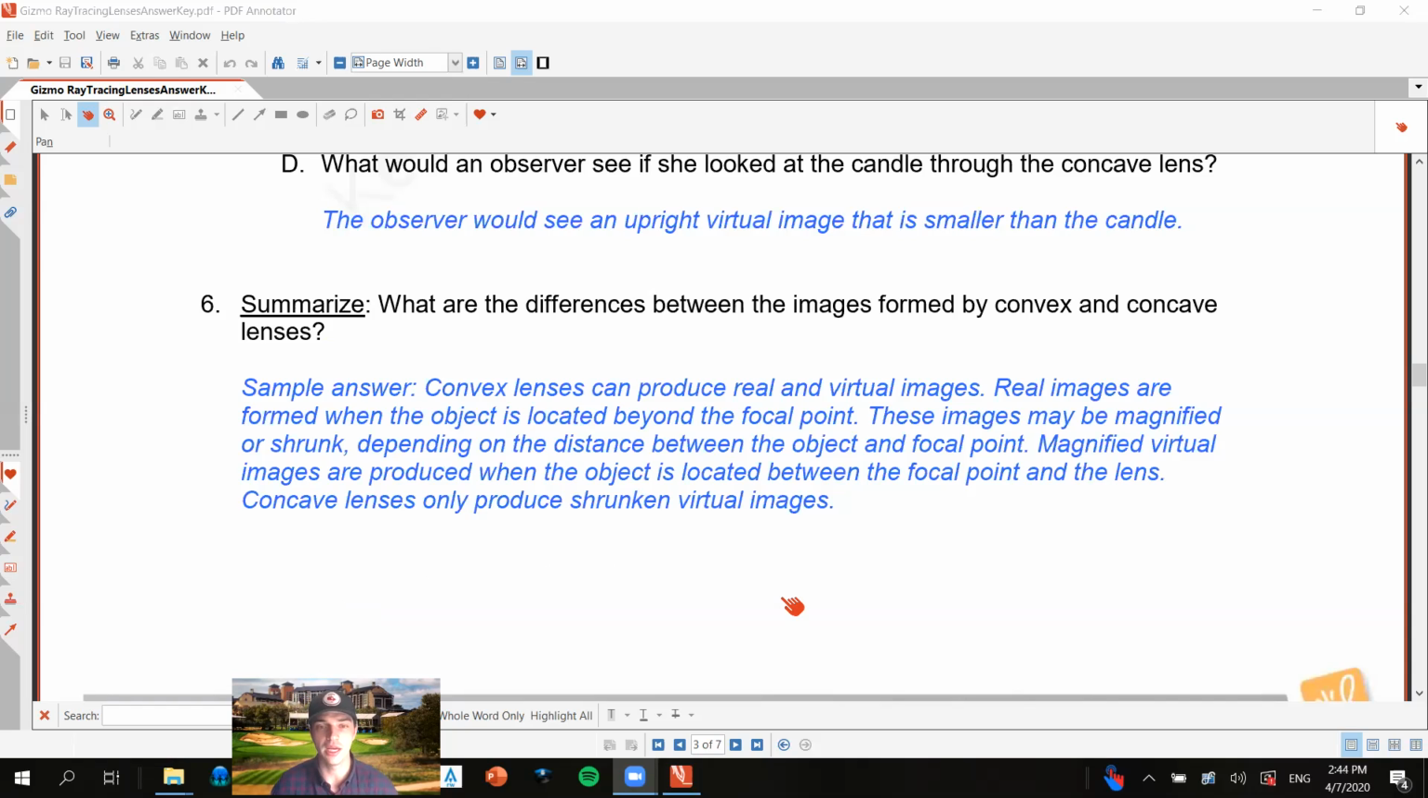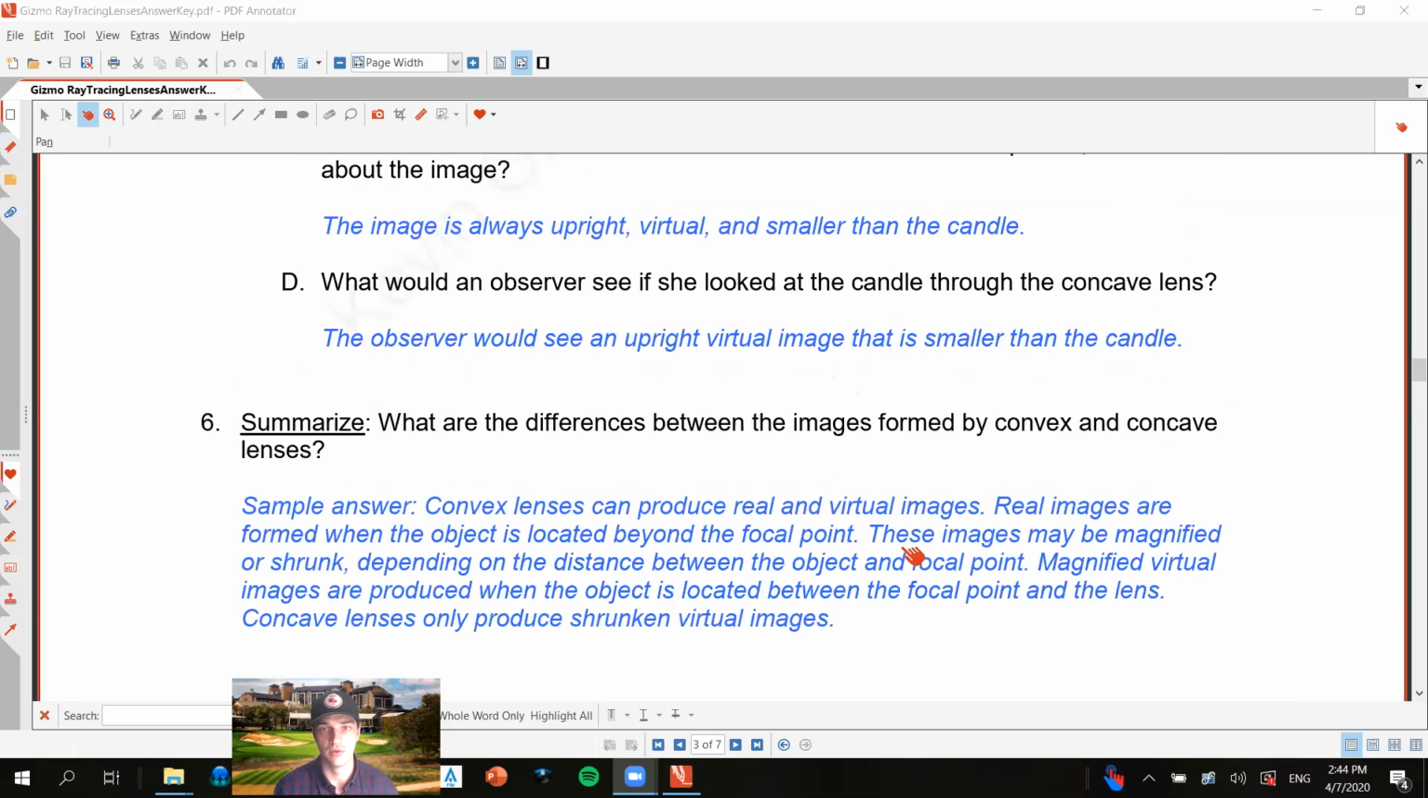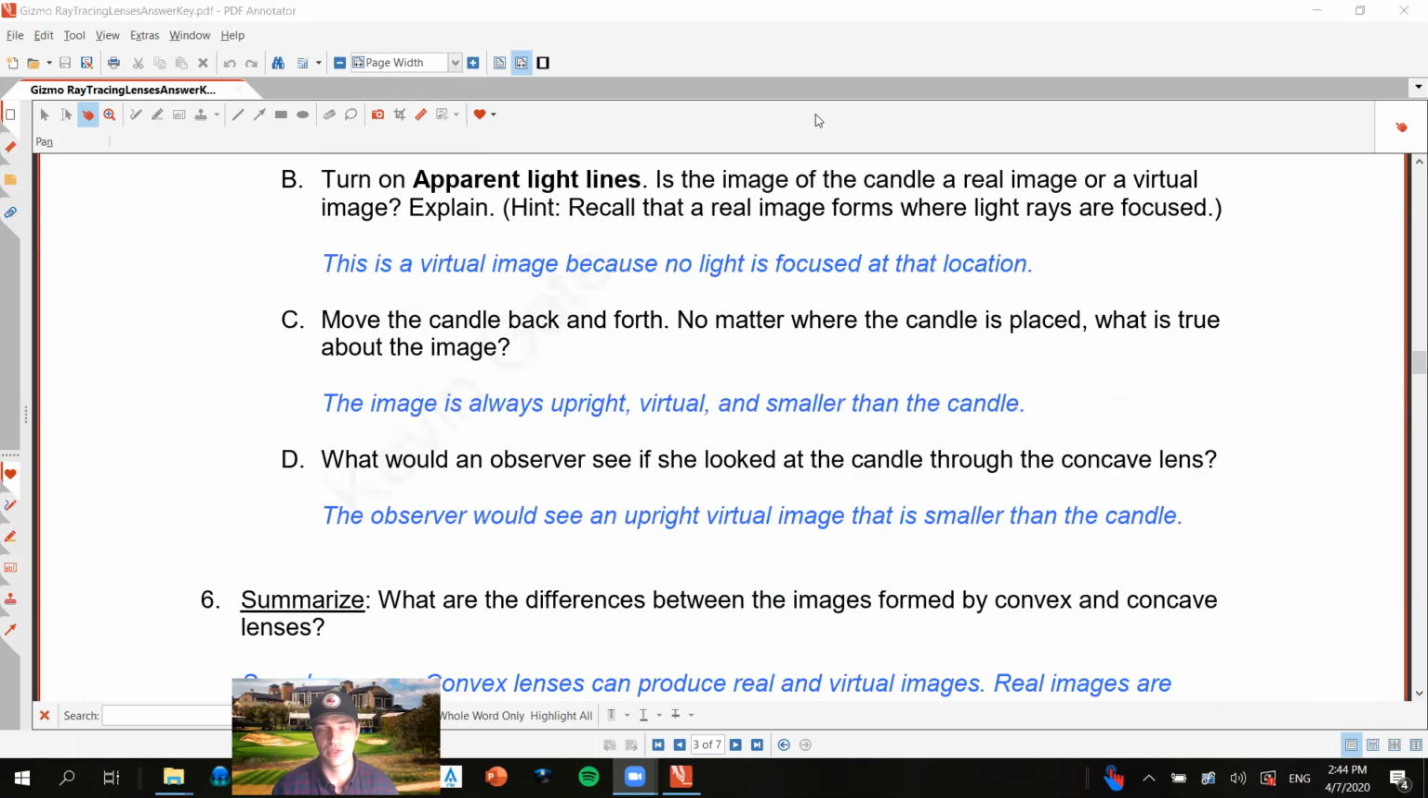When looking at a concave lens, no matter where the candle or any object is located, a concave lens will always produce a shrunken virtual image. And that's it for the Gizmo. So I'm going to stop sharing my screen on the Gizmo for now and wrap that up.